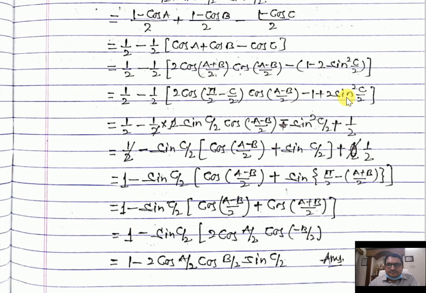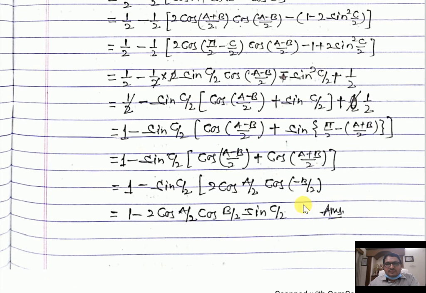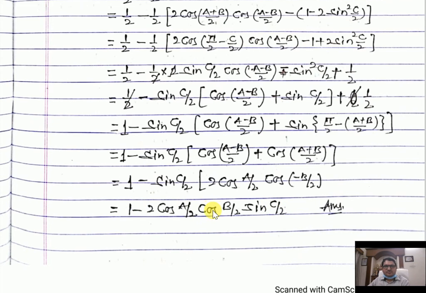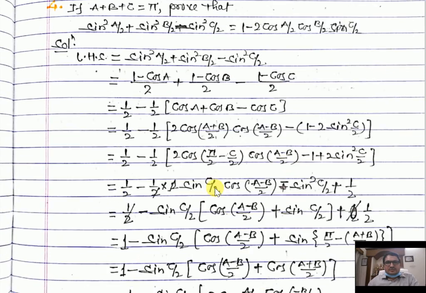I multiplied half with each and every term. So minus sin c upon 2, cos a minus b upon 2 plus sin c upon 2, again convert c in terms of a plus b, c upon 2 is equal to pi by 2 minus a plus b by 2. So sin 90 minus theta will be cos theta. So cos c plus cos d, so 1 minus sin c upon 2, so 2 cos c plus d by 2, cos c minus d by 2, and then this will be the result. Thank you so much.